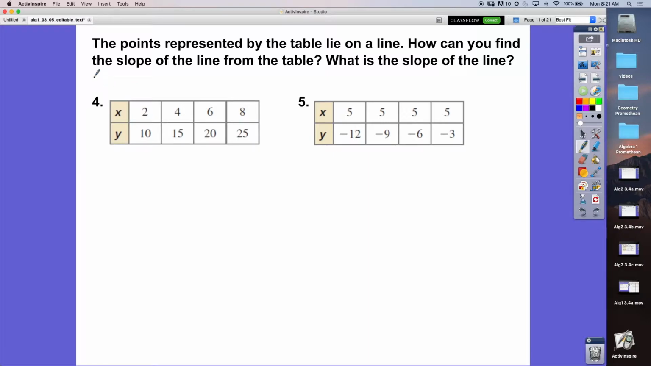Okay, if you are watching this, I want you to do monitoring progress 4 and 5, which is on page 137.